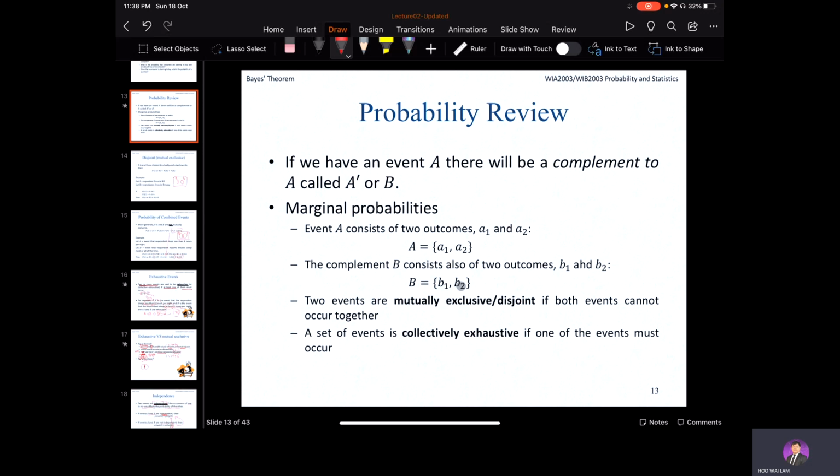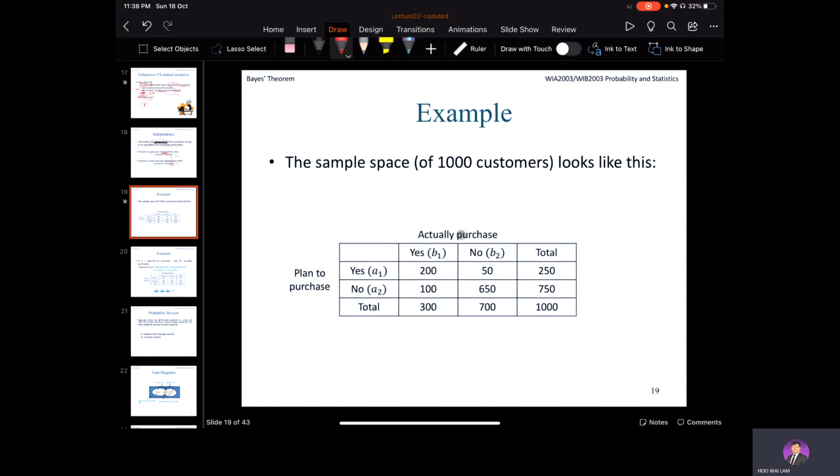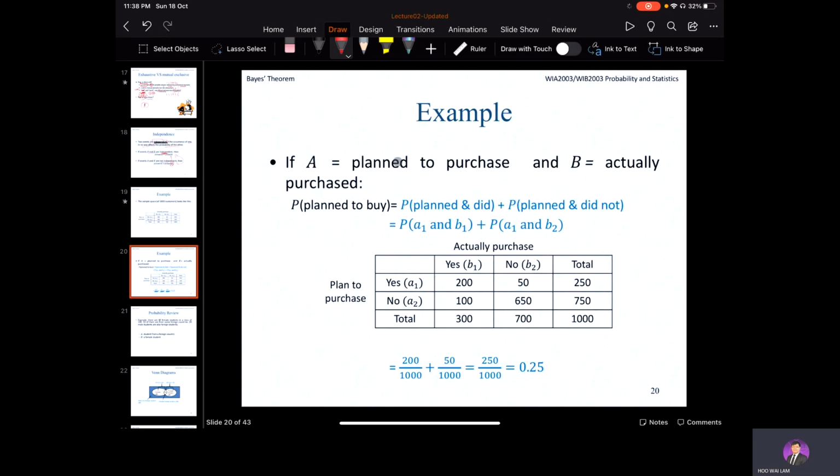A1, A2, B1, B2, right? You have events A and B. If you still recall the example that we had just now, you can have plan to purchase and actually purchase. A1, A2 is yes and no, B1, B2 is also yes and no, and you can tabulate the outcome for 1,000 customers. So this is somehow your data. A equals plan to purchase and B equals actually purchase.